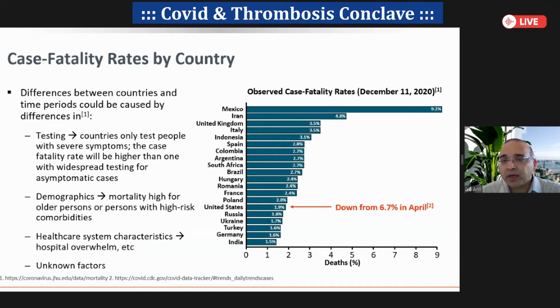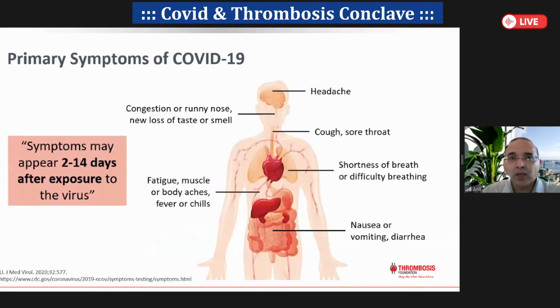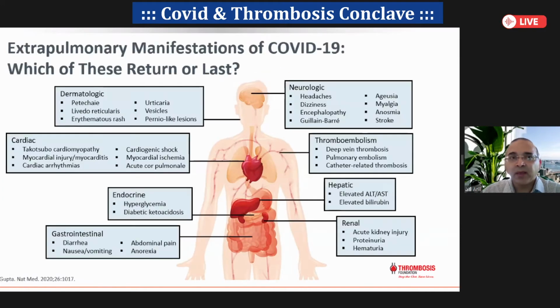So the mortality rate for the size of India is 1.5% despite the drawbacks within the system. So we'll touch upon it in due course. And we already know that the vaccination program is going very well, and many of you have already been vaccinated. So let us go through the problems in terms of coagulopathy. We are aware of the primary symptoms of COVID-19, headache, cough, sore throat, and the various others as mentioned on this slide, as well as the extra pulmonary manifestations.